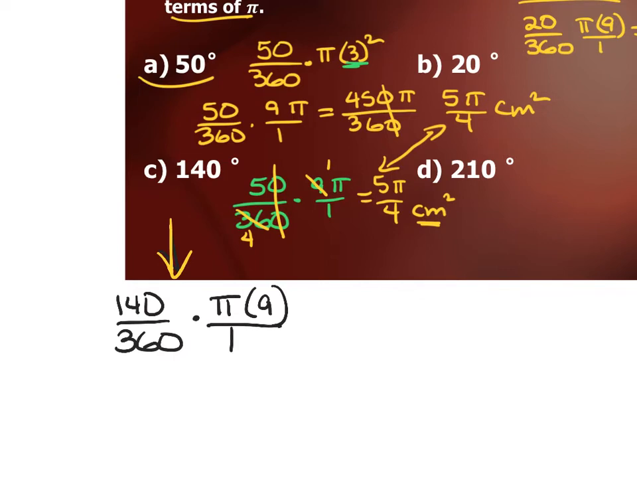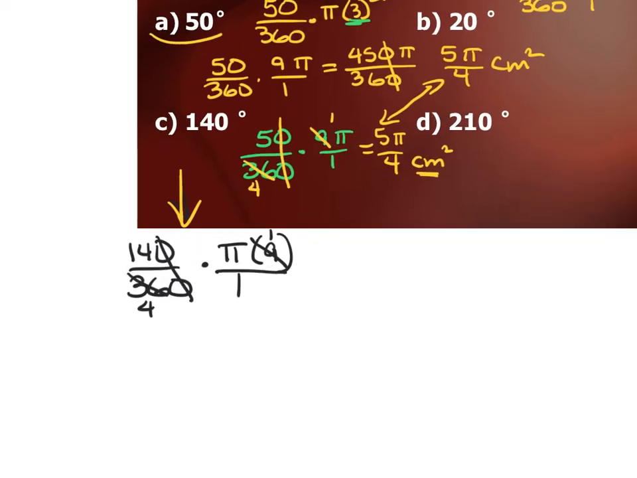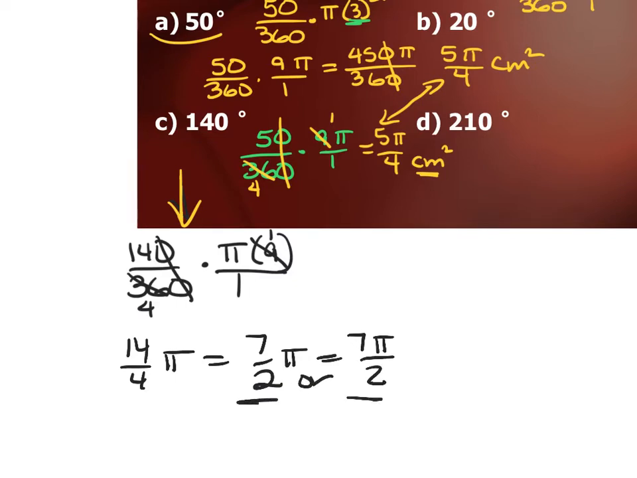So again, we can simplify. Now, if you want to simplify the 14 over 36 first, or you could do the 9 and the 36, it doesn't really matter. If you want to do the 9 and the 36, because we've been doing that quite often, then I'm left with 14 over 4 pi, which simplifies to 7 over 2 pi. And again, you can write it like this or like this, with the fraction and the pi behind it, or with the pi in the top of the fraction. And again, the units, centimeters squared.